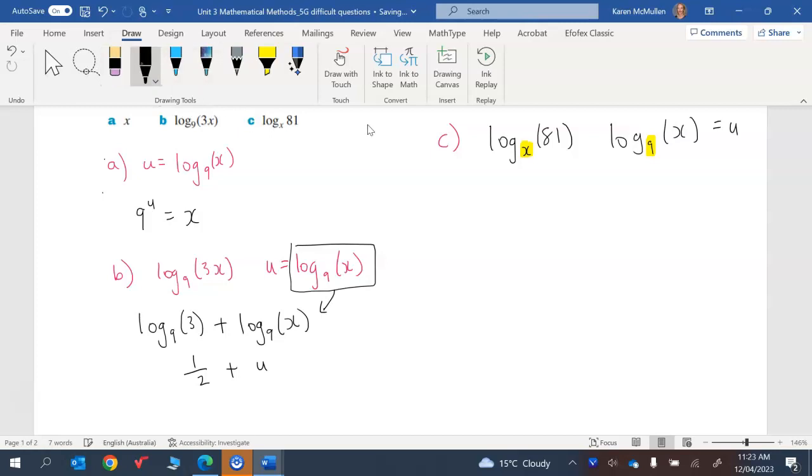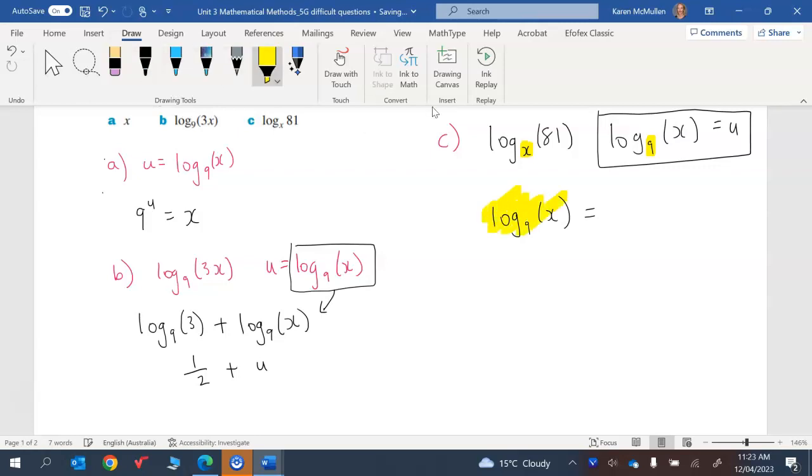I'm going to change this log base 9 of x. Sorry, I'm going to focus on this first. This is why I did this 2 days ago, and I've got to keep referring back to my notes. I'm going to see how I can change this, when I say this, I mean this part here, to look like this.